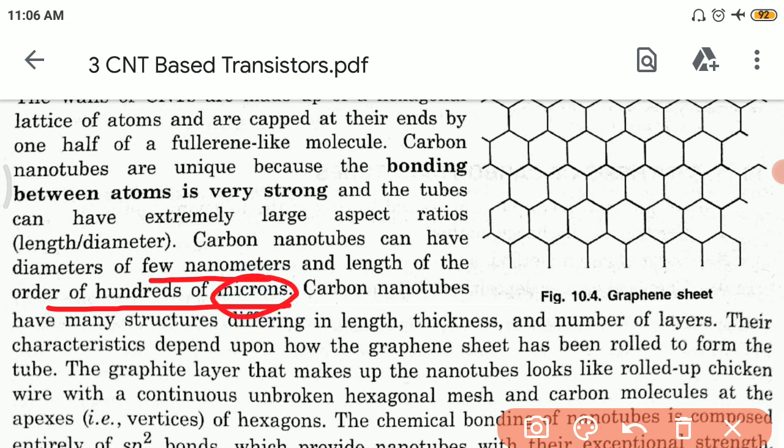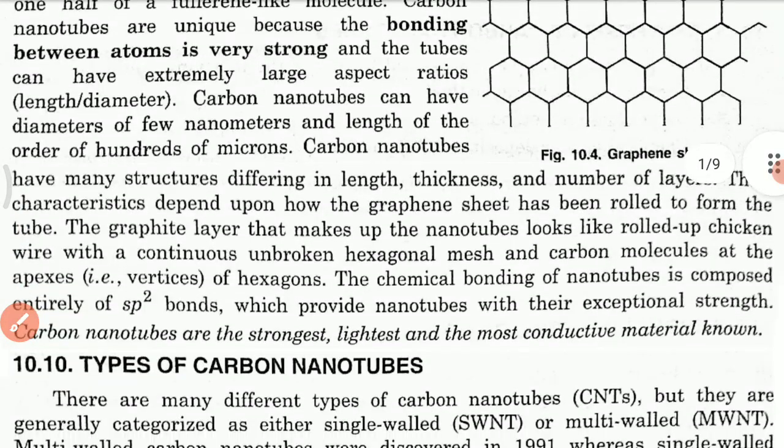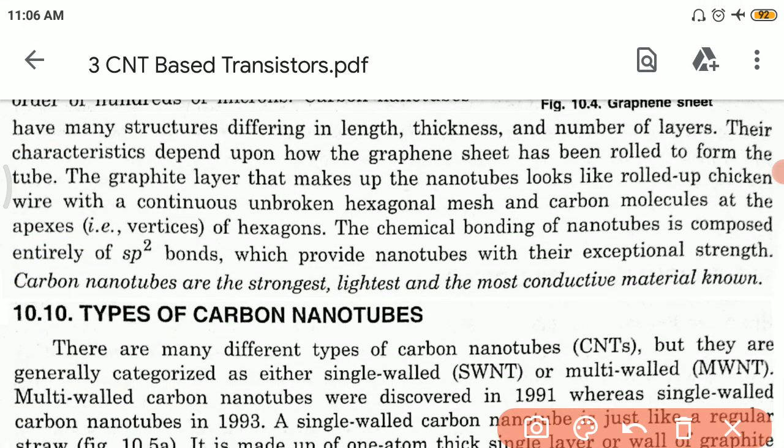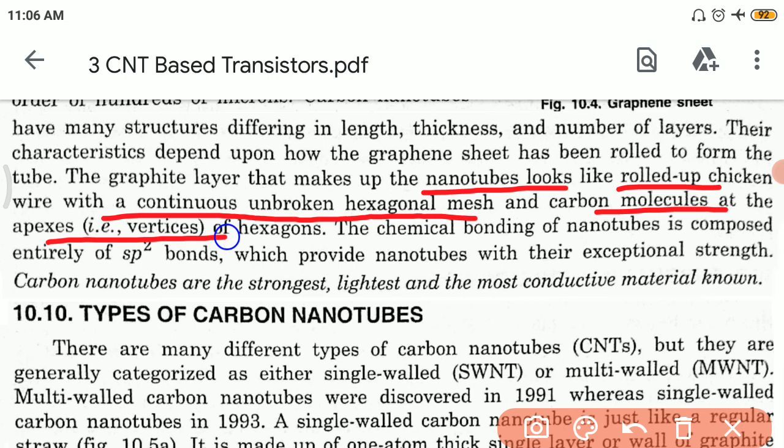Okay, carbon nanotubes can have many structures differing in length, thickness, and number of layers. Okay, and their characteristics depend upon how the graphene sheet has been rolled to form the carbon nanotube. Here the graphite layer that makes up the nanotube will look like rolled up chicken wire with a continuous unbroken hexagonal mesh, and the carbon atoms at the apex or vertices of the hexagons.